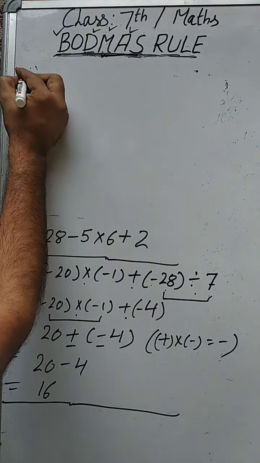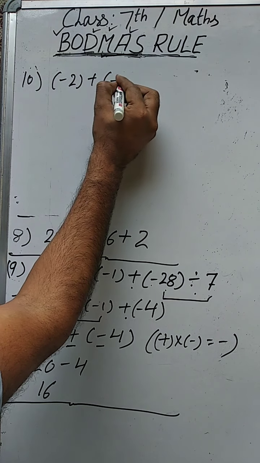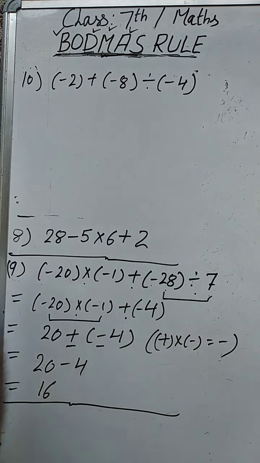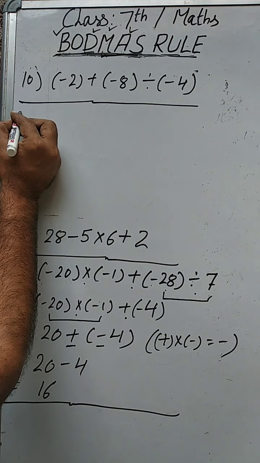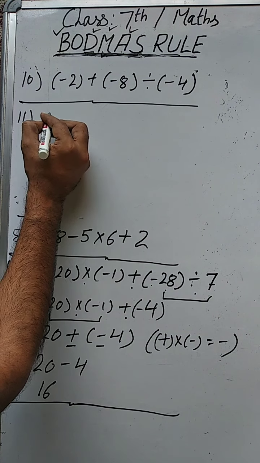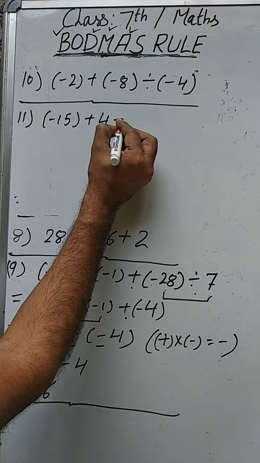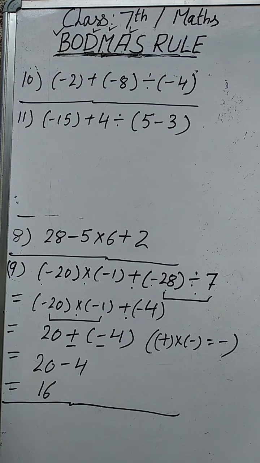Your question 10th is minus 2 plus minus 8 divided by minus 4. Try it by yourself. Question 11th, minus 15 plus 4 divided by 5 minus 3.